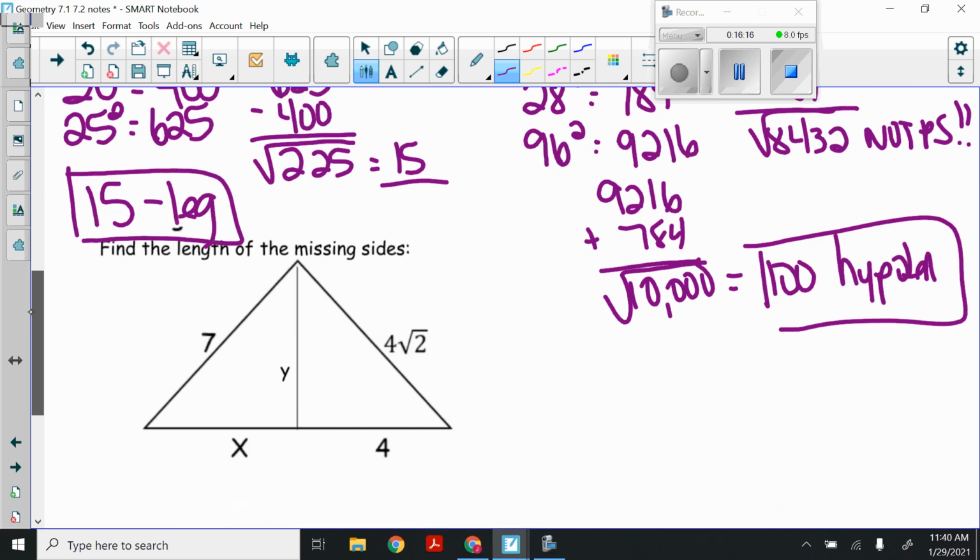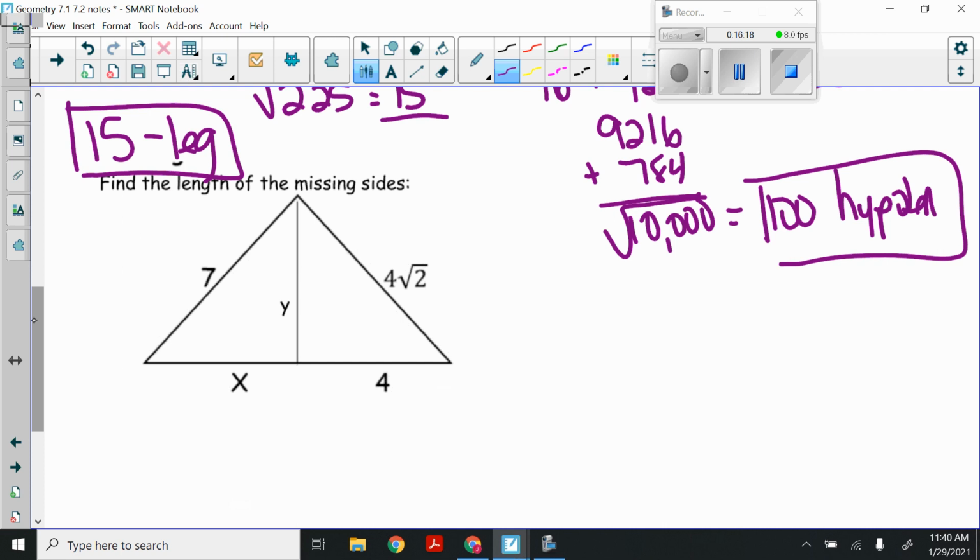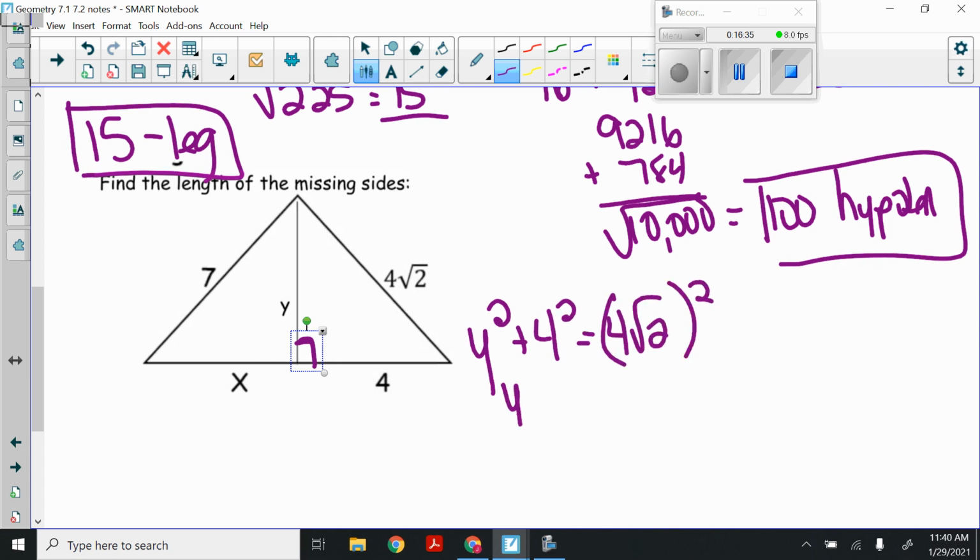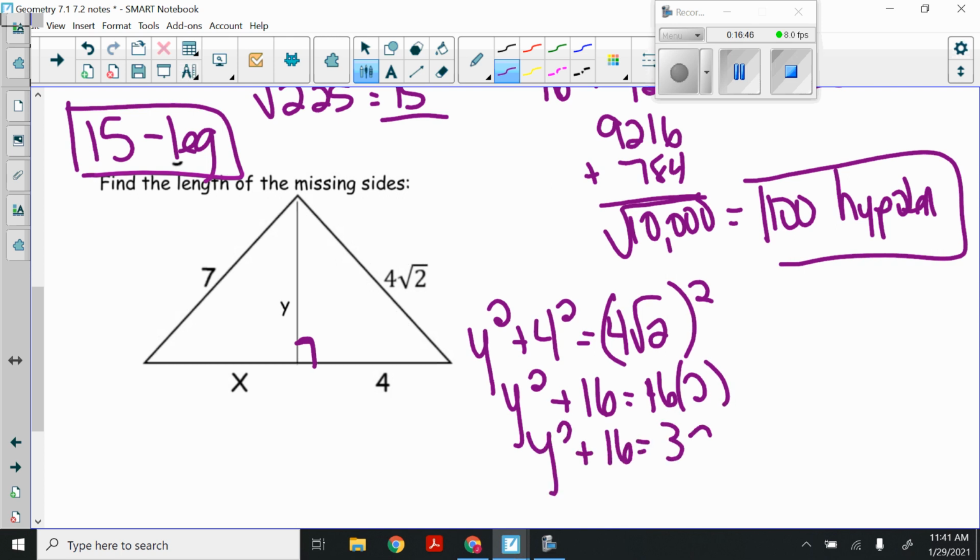The last one that we're going to look at, this is find the length of the missing sides. We should have a right angle right here as well. So I see that first I need to find y before I can find x. And again, I'm going to do that with Pythagorean theorem. So y squared plus 4 squared equals 4 square roots of 2 quantity squared. So I have y squared plus 16 equals, again, I square both of them. The 4 squared is 16, square root of 2 squared is 2. So I get y squared plus 16 equals 32.